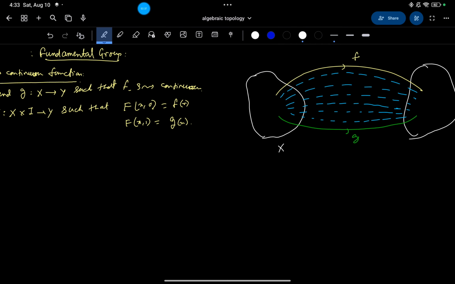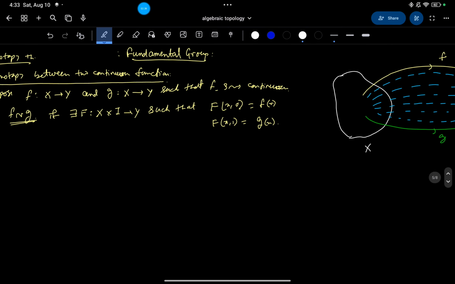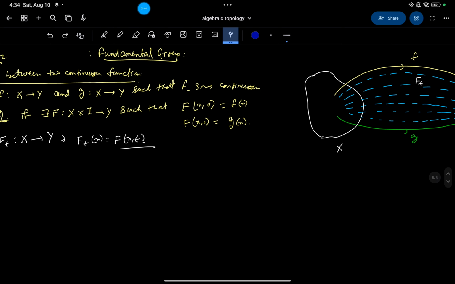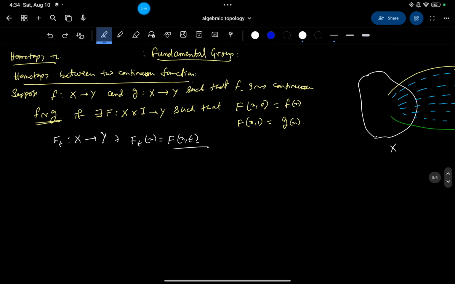The maps should come like this, that each f_t should be defined from X to Y, such that f_t of small x equals F of x comma t. So these are the f_t's. These are all the f_t's.